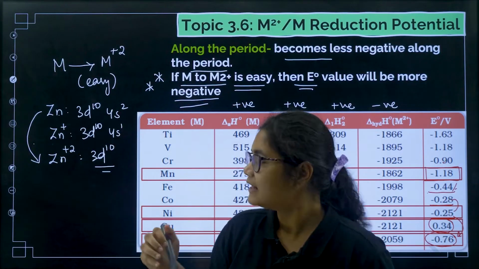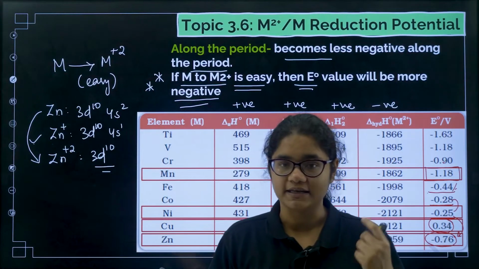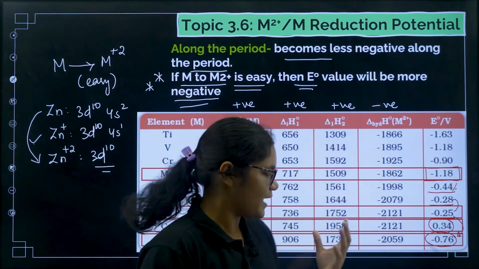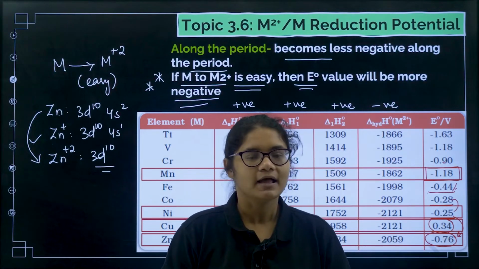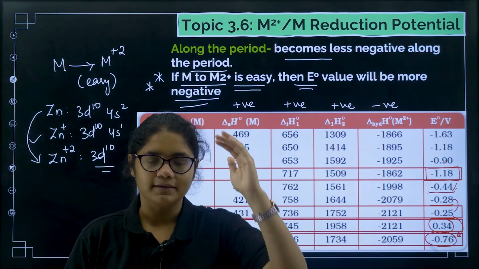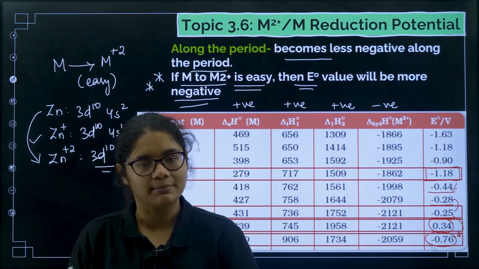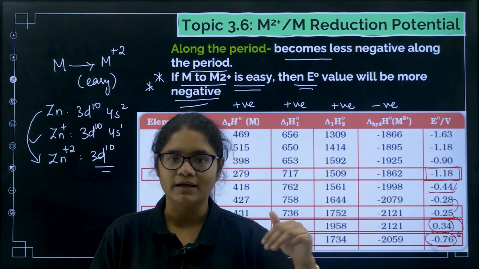Obviously yes, right? So if the metal can easily get converted from M to M2+, then the E naught value will be more negative, and that is why the E naught value is more negative than the expected value. Clear? I hope all these 4 exceptions are clear. First is manganese. Manganese gets easily converted to Mn2+ because of stable d5 configuration. That is why the E naught value is negative.